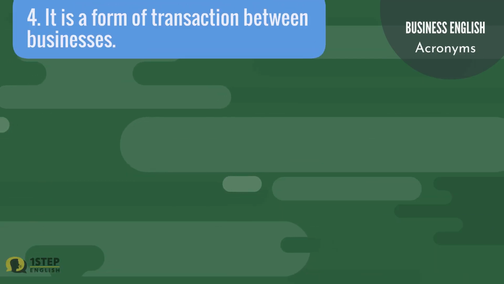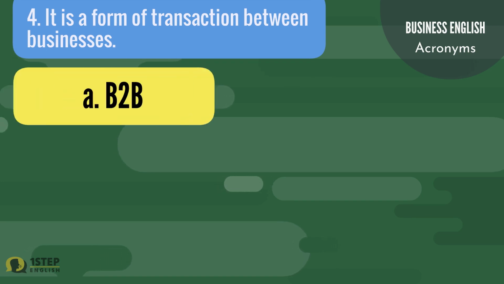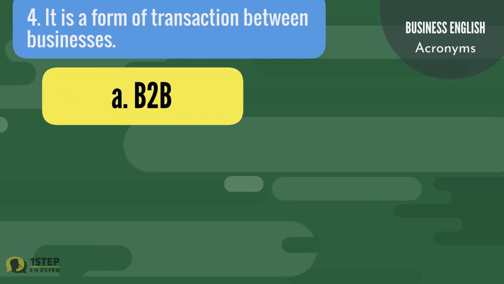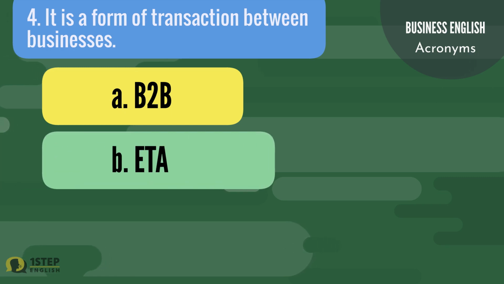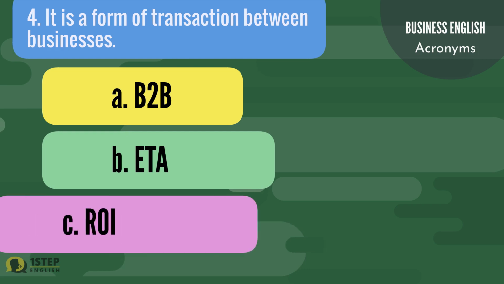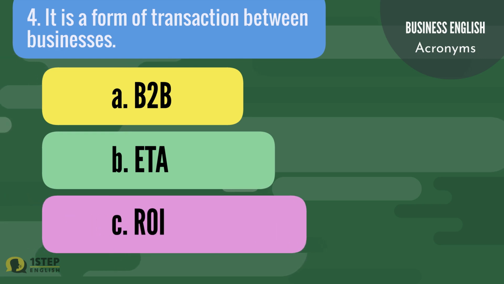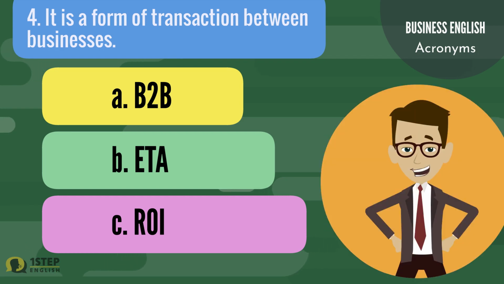Number 4. It is a form of transaction between businesses. Letter A. B2B. Letter B. ETA. Letter C. ROI. The correct answer is letter A. B2B.